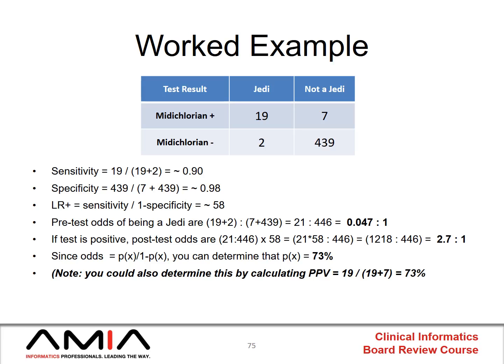So in other words, if you were to do this test in this population and you tested positive for midichlorians, there's a 73% chance that you're a Jedi. Okay? Now, that was a very roundabout way of doing something that we already knew how to do, which was calculating the positive predictive value, which in this example is 19 divided by 19 plus 7, right? I'm looking at the first row, and I can find out directly that the positive predictive value is 73%. But doing it through odds and LR might be the only way on the test to do it if they didn't give you the sensitivity and the specificity separately.